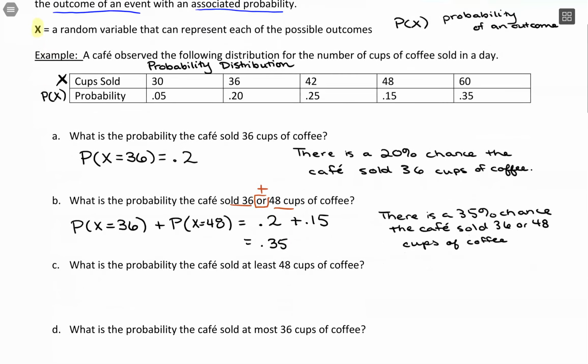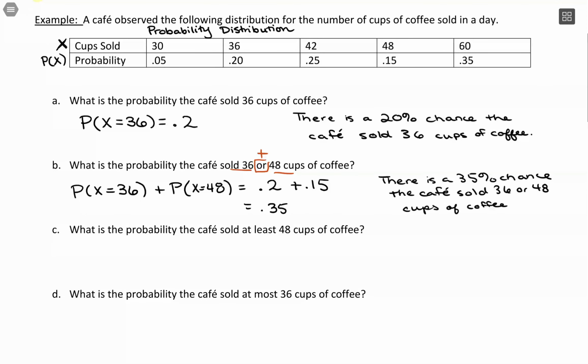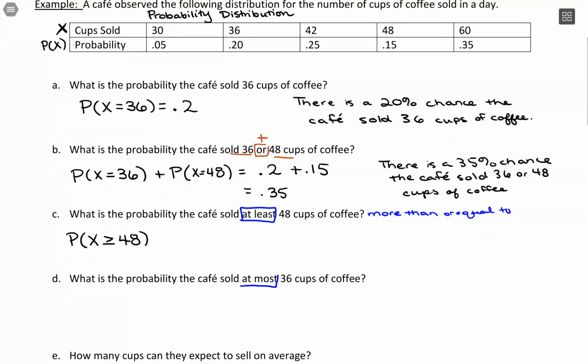All right. Now this will be some wording that we haven't seen yet, and we'll want to get used to interpreting these for the next few sections when we deal with probability. So what's the probability that the cafe sold at least 48 cups of coffee? Now when you see at least, that translates to more than or equal to, and in my notation for probability, that's exactly what I'm going to write. This is the same thing as looking for a variable being larger than or equal to 48. Before we even solve that one, the next one has the wording of at most. So probability of at most 36 cups of coffee, and that's the equivalent of less than or equal to.